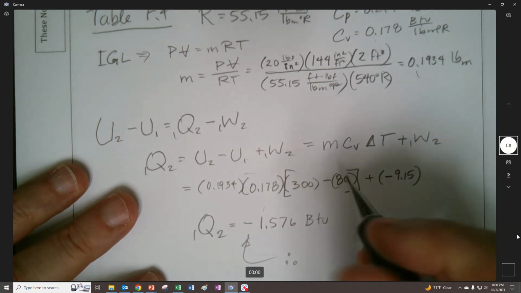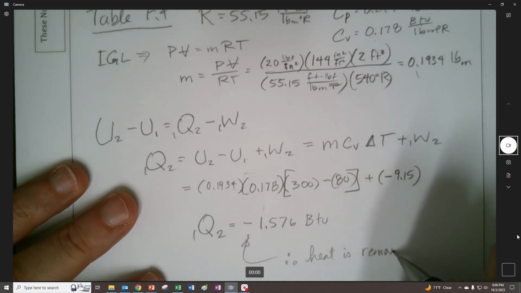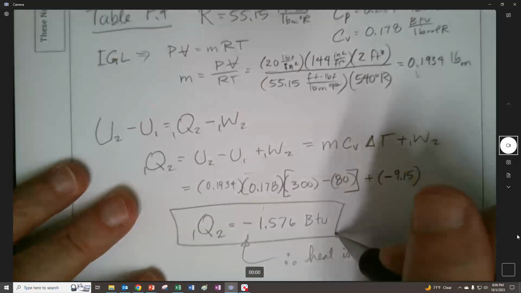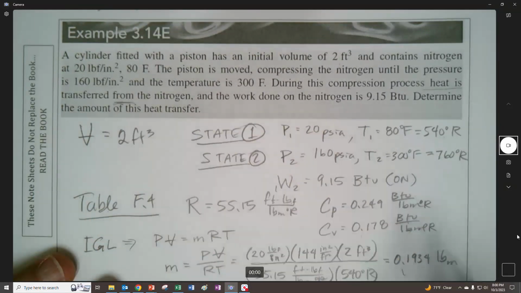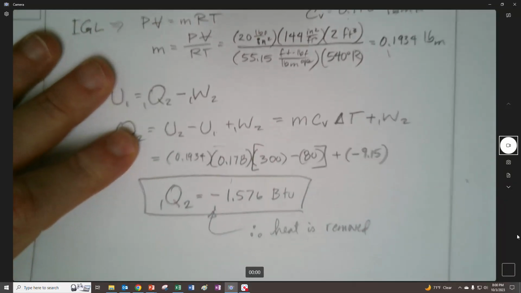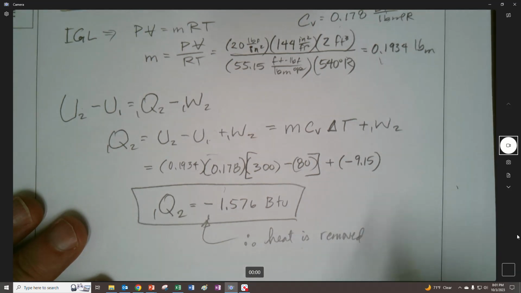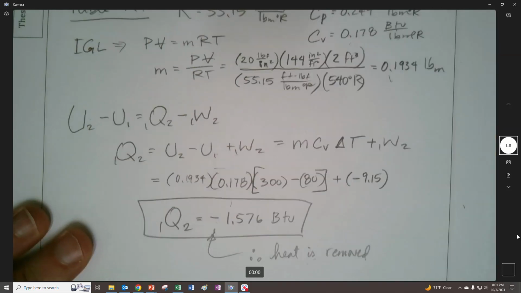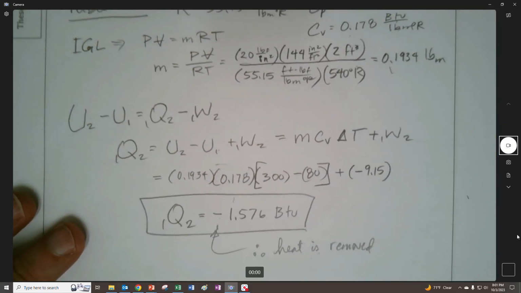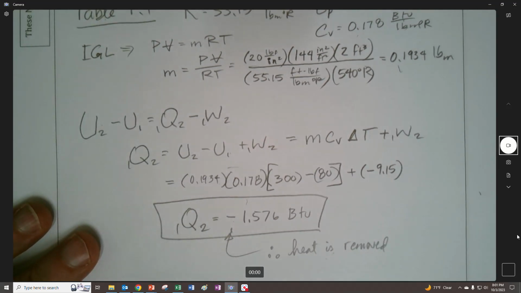So the conclusion, therefore, is that heat is removed. So they lied in the problem statement by saying that heat is transferred from the nitrogen. No, I guess it is true. Yeah, negative means heat is removed. Yep, so they didn't lie to us. I'm going to apologize to the author personally, Mr. Borgnakke, if you're still out there. I'm sorry. You were right. I was wrong. I'm getting punchy.